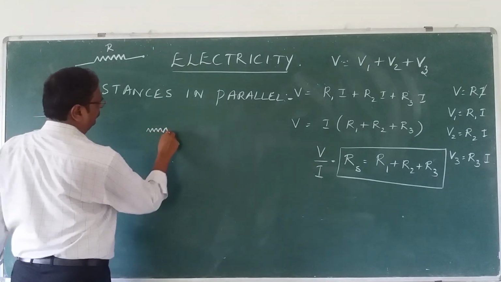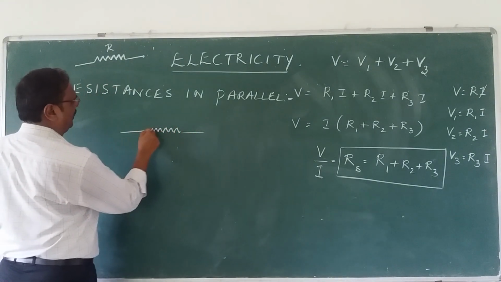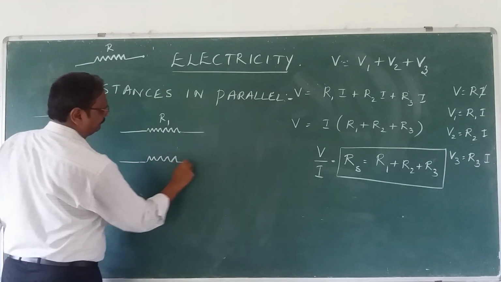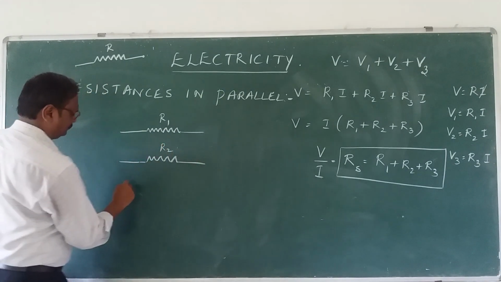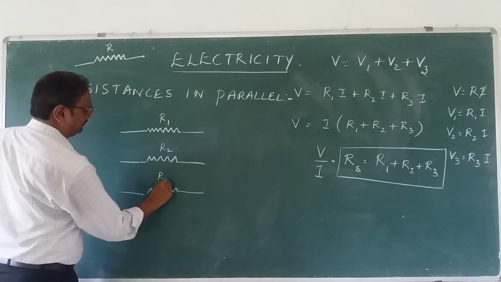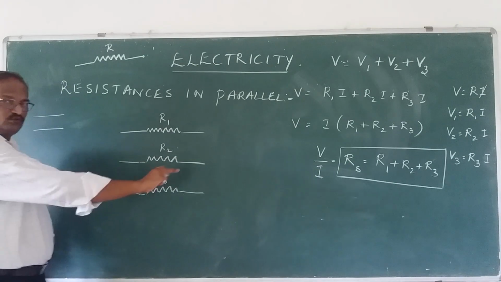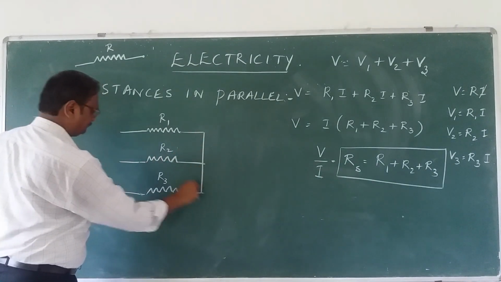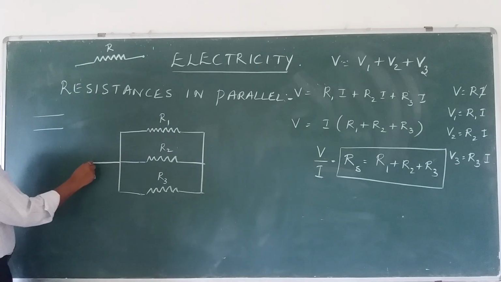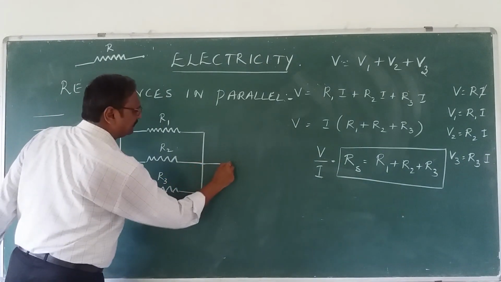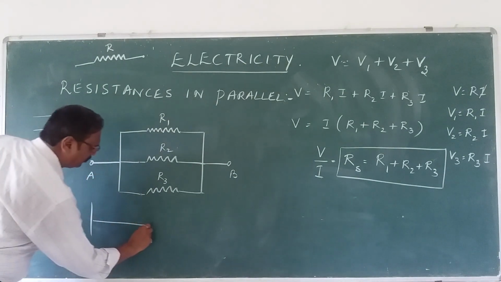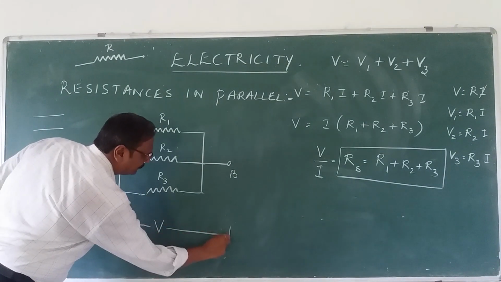Take one resistance here, R1. Take another resistance, R2. Take another resistance, R3. They are parallel to each other. I connect here. This is one terminal, another terminal B. Fine. I connect this to a common potential difference V.